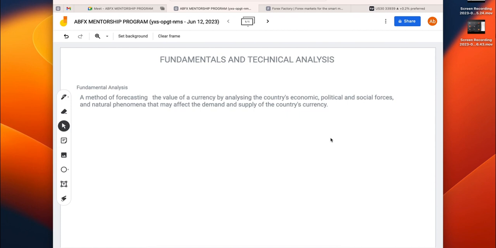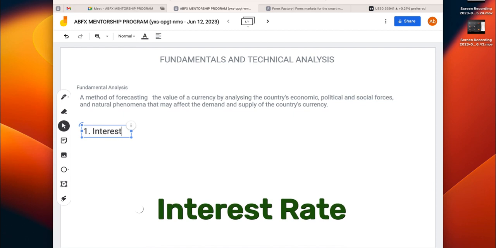So some of the key economic fundamentals that we'll be looking at, starting from tomorrow, we're going to have a lot of fundamentals happening. If you pay close attention, you're going to see most of that happening. So the first one, the most important one, we look at this report. The first one is interest rate.